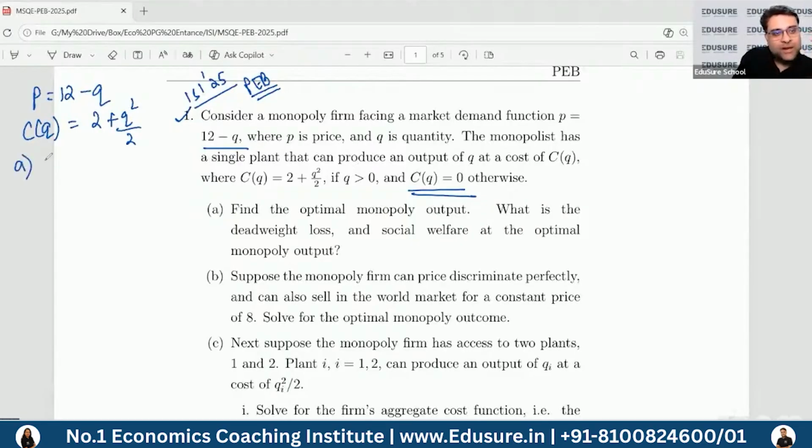So the very first part: find the optimal monopoly output. What is the deadweight loss? What is the deadweight loss in comparison to what? In comparison to perfect competition, what is the deadweight loss? Find the social welfare at the monopoly output.